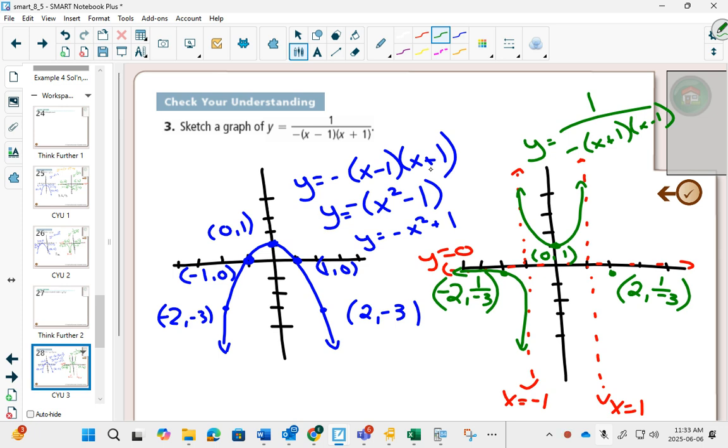And finally, in this section, draw it towards the asymptotes. And we have Batman.